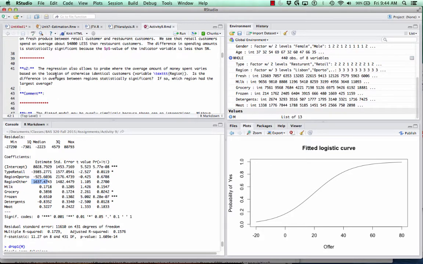So is the difference in averages between these regions statistically significant? We definitely do see some difference here. The averages seem to differ quite a bit. How do we know if that difference is statistically significant? Well, we don't look at the p-values in this case of the indicator variable, because these coefficients are just comparing the average value of y between the Oporto customers and the Lisbon customers, or the other customers versus the Lisbon.